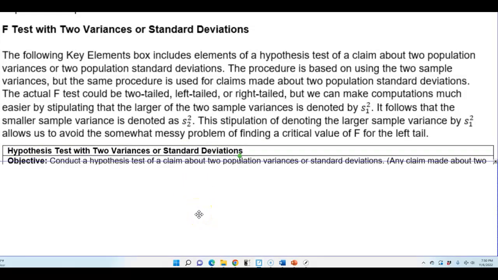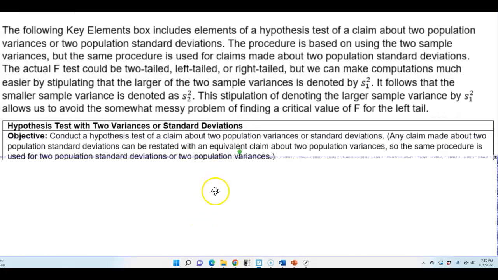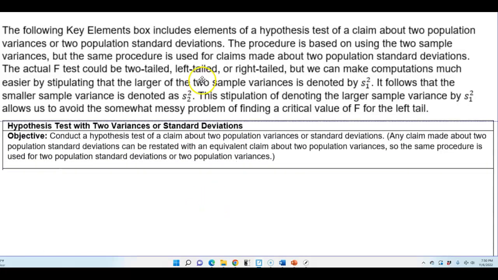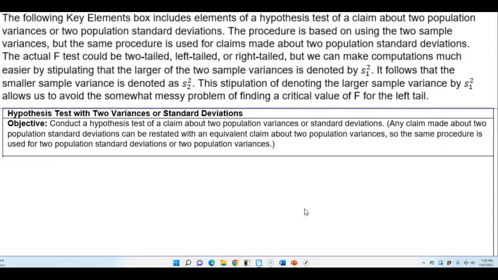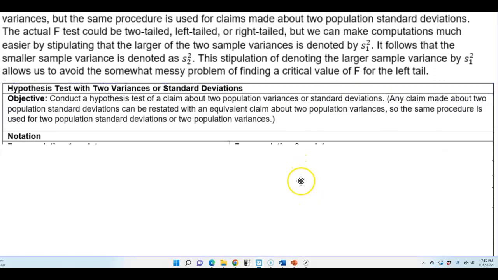Hypothesis test with two variances or standard deviations. Objective. Conduct a hypothesis test of a claim about two population variances or standard deviations. Any claim made about two population standard deviations can be restated with an equivalent claim about two population variances. So the same procedure is used for two population standard deviations or two population variances.